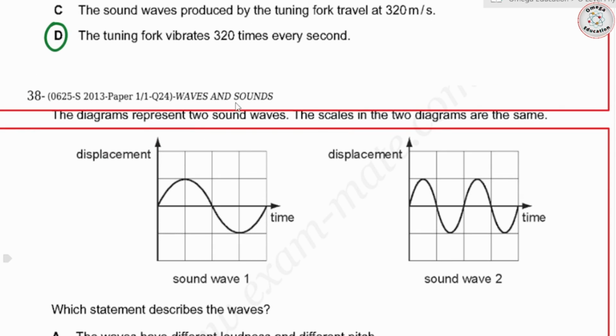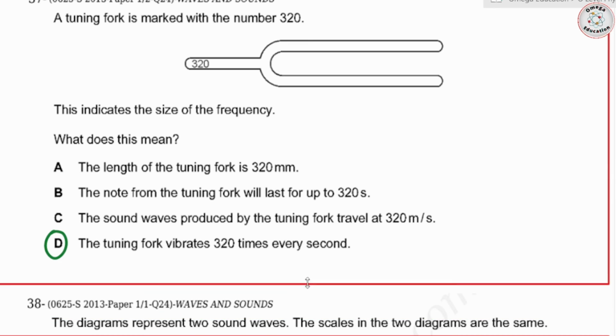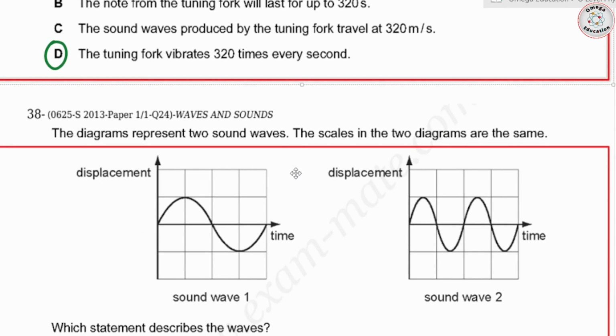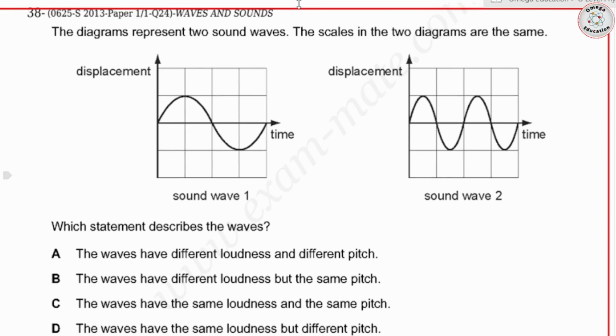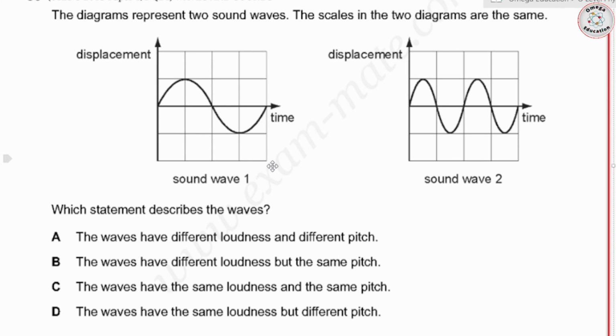This one looks interesting. The question of graphs are always interesting, and here we have question number 38. The diagram represents two sound waves. The scale in the diagrams are the same. It means if one block represents 1 second on the left side, then one block will represent 1 second on the right side. This is what they mean by the scale. And also for the y-axis, if one block vertical represents 1 millimeter, then on the right side it would also represent 1 millimeter. Which statement describes the waves?